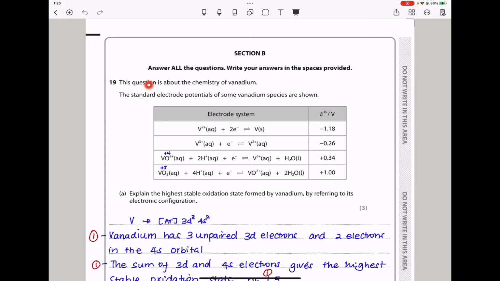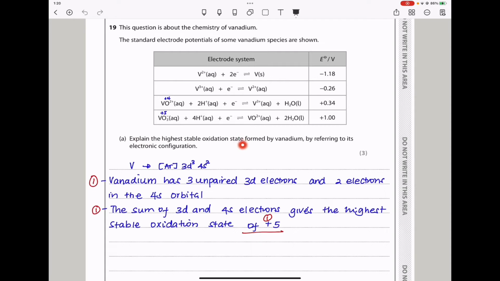Question 19. This question is about the chemistry of vanadium. The standard electrode potentials of some vanadium species are shown. So we have these electrode systems. Explain the highest stable oxidation state formed by vanadium by referring to its electronic configuration.